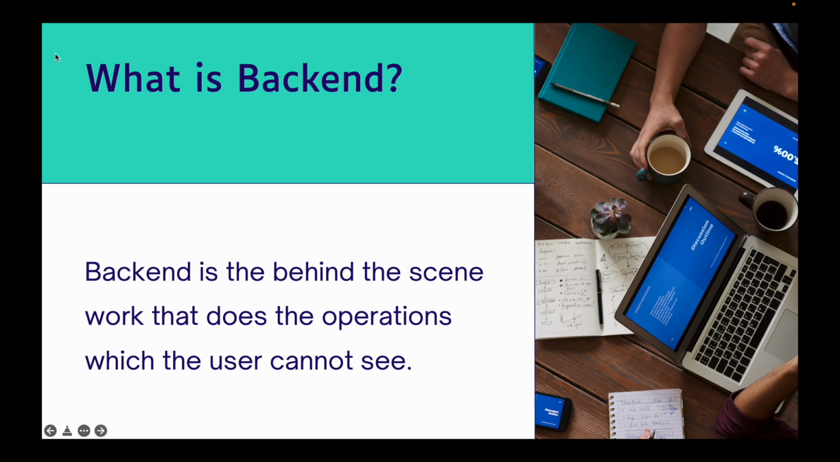For example, you tell the waiter that I want this, this, and this. Then the waiter goes to the back end and tells the chef that this is the order. Whatever operation is happening, the cooking, the cleaning, whatever is happening in the kitchen, that is backend.